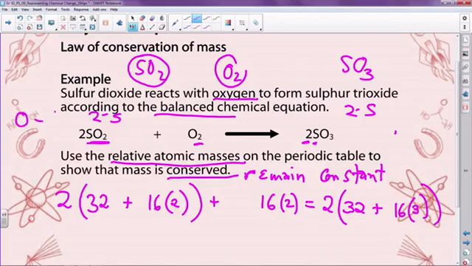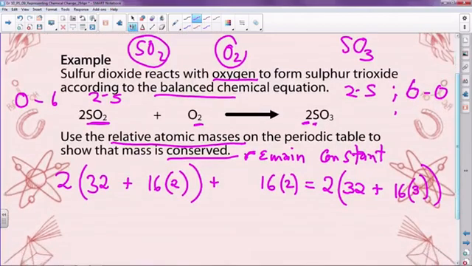So for oxygen, there's 6 on the left, and for oxygen on the right, there's 2 times 3, which is 6 as well. So the number of atoms on the left is equal to the number of atoms on the right for each of the 2 elements that make up the reactants as well as the products.